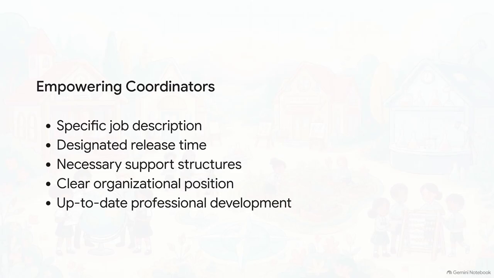Let's drill down into a highly specific requirement under this leadership standard. To actually make this work, leadership absolutely has to empower the IB coordinator. The school needs to provide a clear job description, designated release time, so you actually have the hours to do the work, necessary support structures, a clear organizational position to help lead curriculum development, and ongoing, up-to-date professional development. Basically, it's about proving that coordinators have the real, tangible, administrative support they need to be effective.